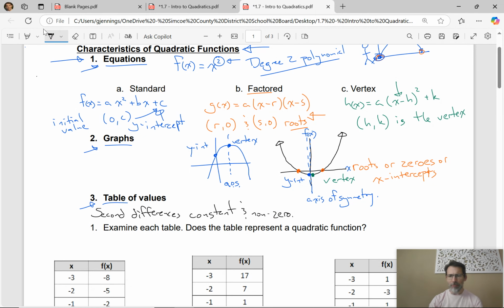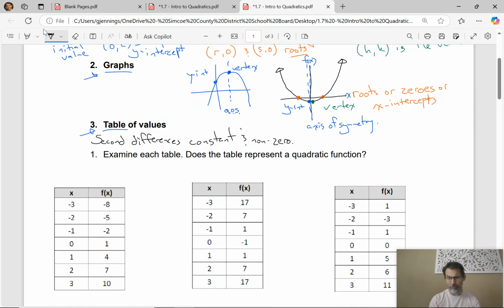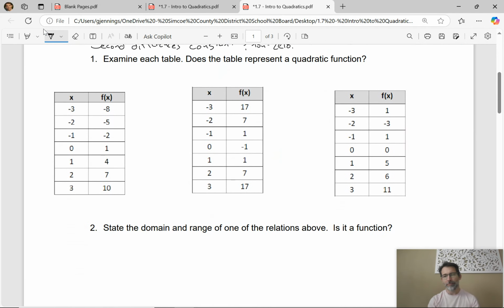What does that mean, Mr. Jennings? Excellent question, middle-aged student. All right, so let's look at some tables and I'll show you what I mean by second differences.